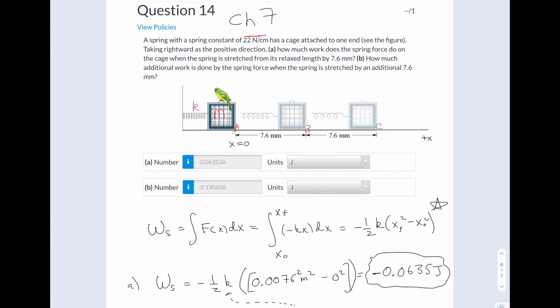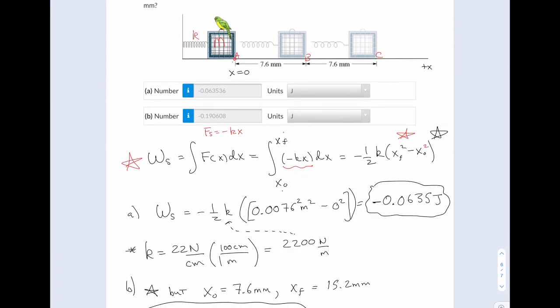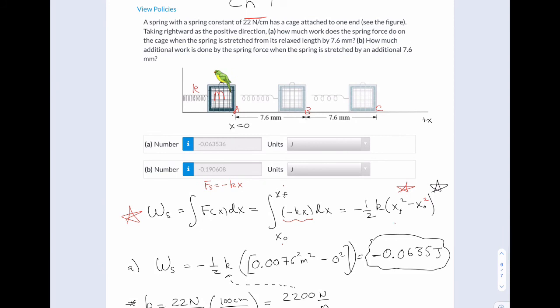Well, straightforward. Work done by a spring, I integrate the spring force. So there's my spring force. Remember, the spring force is minus kx. Integrate it from any initial place to any final place. So this integrates directly to that. We did that in the notes as well. Careful with the minus signs. For part A, I'm just putting in my x final and x initial. My final point is 7.6 millimeters, x initial 0.